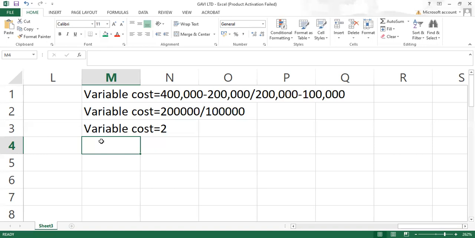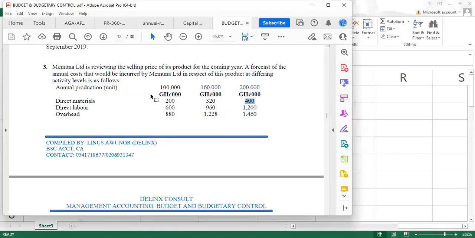So let's perform a test over here. Every material is how much? 2 cedis. If you are producing 100,000 units, what should have been the total cost? 200,000. Let's come to 160,000. The cost should be 320,000. Let's come to 200,000 units. The cost should be 400,000.